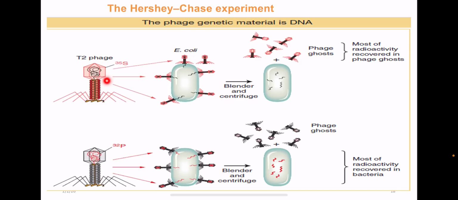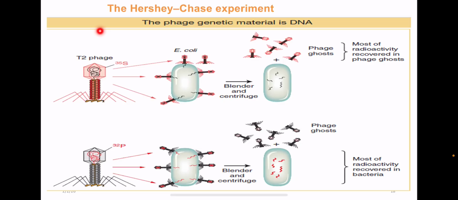Okay, so they wanted to know if it was the protein part of the virus that entered the host organism, or the DNA part. They actually worked with bacteriophages. If you hear "phage," it is a virus that can infect a bacterium. They worked with a phage called a T2 phage, and the host organism was E. coli. So why did they use radioactive labels?